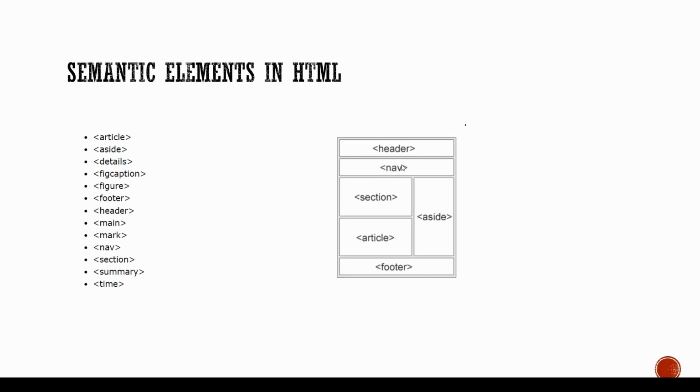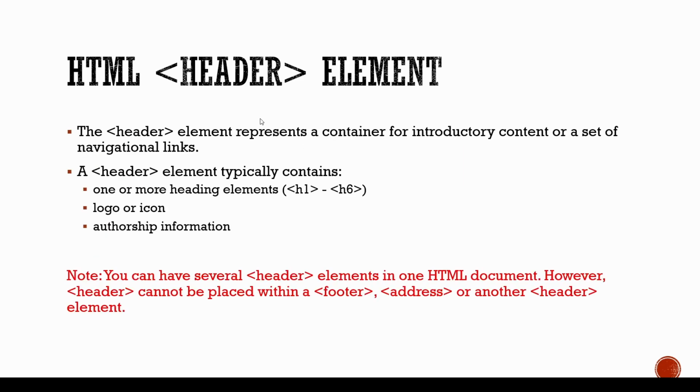Now, let's look at header. The HTML header element represents a container for introductory content or a set of navigation links. A header element typically contains one or more heading elements from H1 to H6, a logo or an icon, and authorship information. Note that you can have several header elements in one HTML document. However, a header cannot be placed within a footer, address, or another header element.